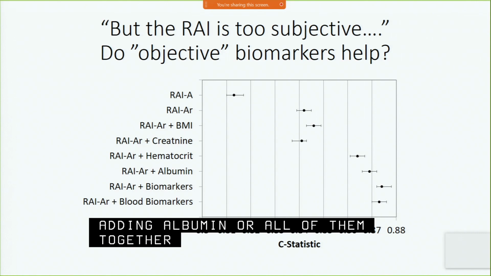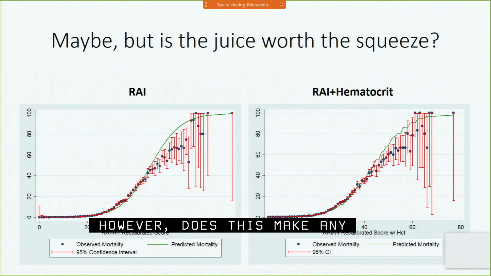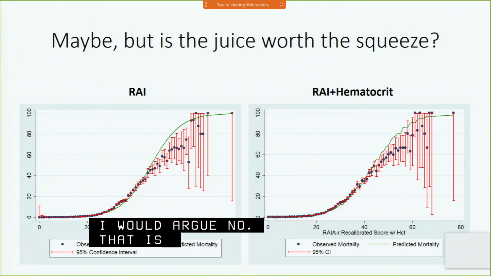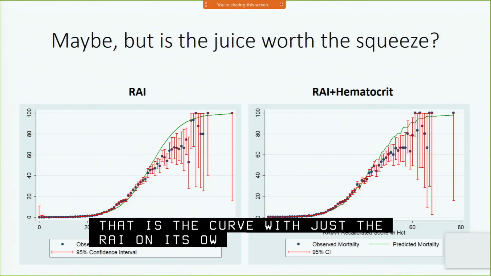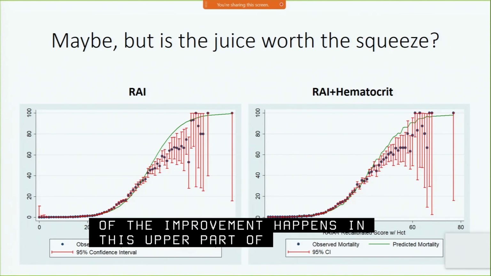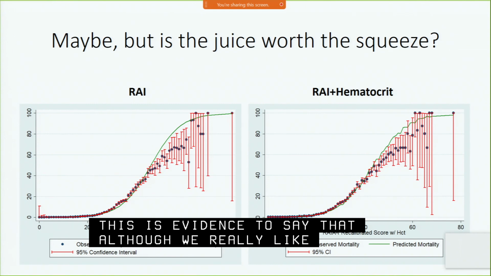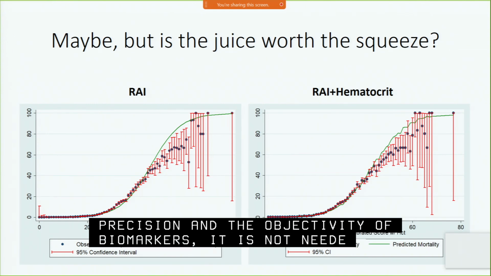However, the question is, does this make any clinical difference? And I would argue no, as follows. That's the curve with just the RAI on its own, and this is the improvement that you find by adding hematocrit to it, which gets you most of the improvement. All of the improvement happens in this upper part of the score. It really doesn't change where we're seeing most of the patients and most of the counseling would happen. So I would suggest this is evidence to say that although we really like the precision and the objectivity of biomarkers, it's not needed for this particular purpose of identifying high-risk patients at the point of care.